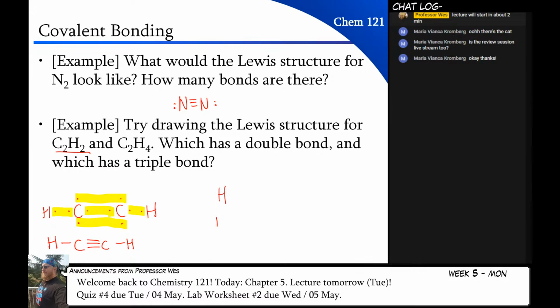Now let's try the other one. So I'm going to put 2 H's on each side here. But we're going to do the same thing that we did before. And so now I'm going to connect these two. It doesn't matter which two you pick. I'm going to pick these two. And then what's left over? Well, I'm going to pair those and those. So my structure would then look like that. So C2H4 has a double bond.